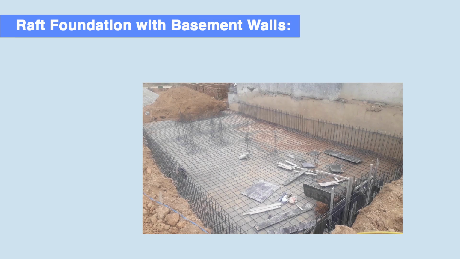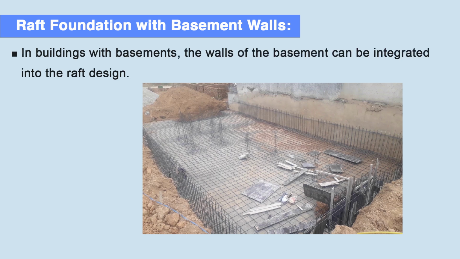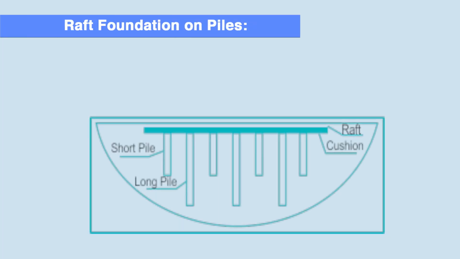Then the next is raft foundation with basement walls. In buildings with basements, the walls of the basement can be integrated into the raft design. These walls act as deep beams or ribs that provide additional structural support to the raft. This approach not only enhances the load bearing capacity of the foundation, but also ties the superstructure and the substructure together more effectively.